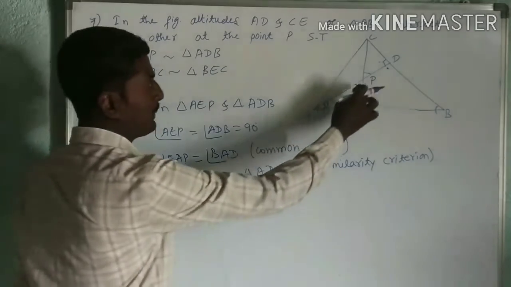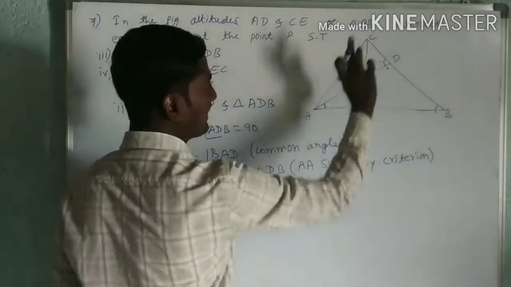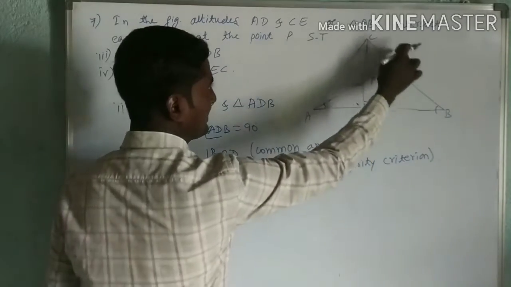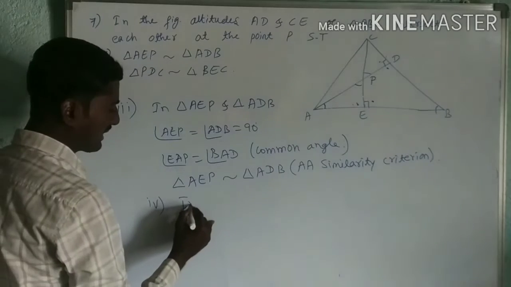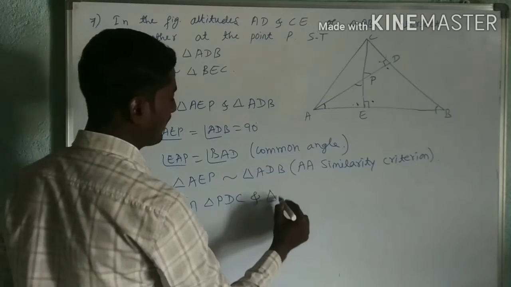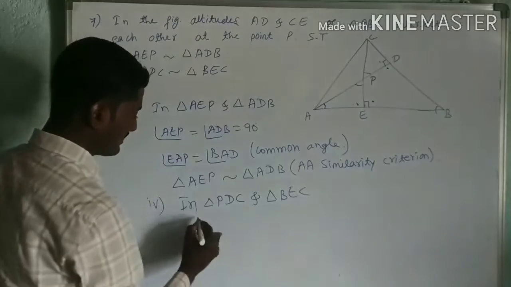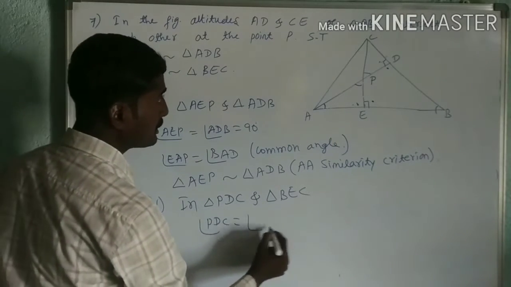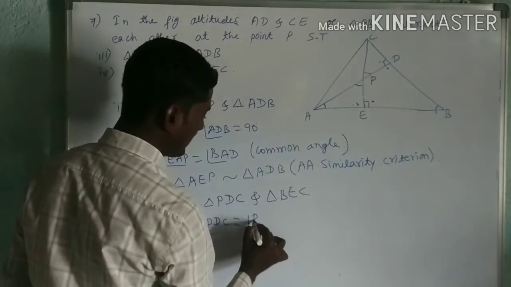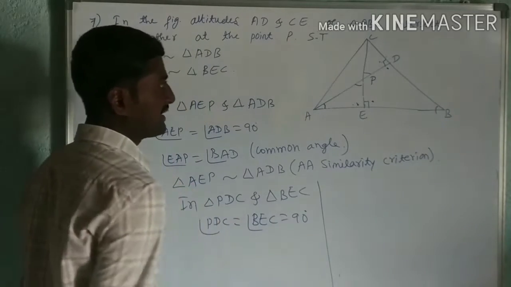Now, the fourth one, how can we solve it? Triangle PDC and triangle BEC. Again same here. For triangle BEC, 90 degrees here; for triangle CDP, 90 degrees here. So in triangle PDC and triangle BEC, same procedure: angle PDC is equal to angle BEC, which is 90 degrees. One condition I got.